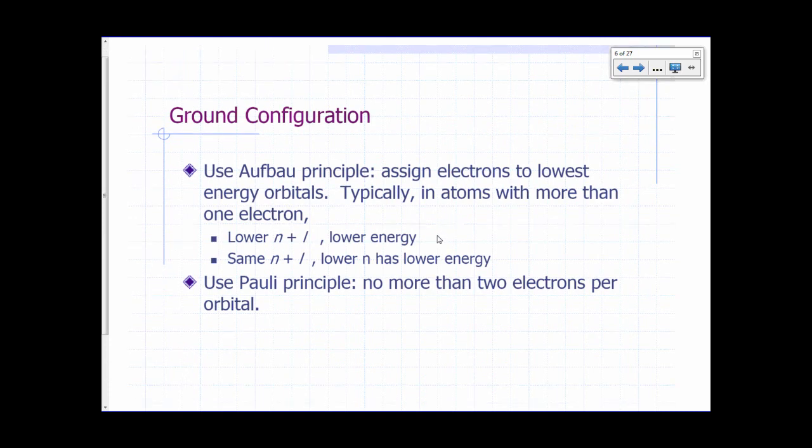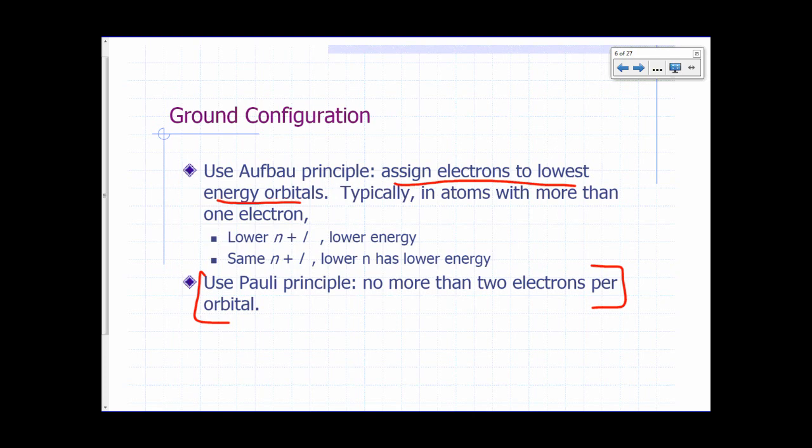How do we come up with the ground configuration for an atom? What we do is we assign electrons to the lowest energy orbitals. Okay? But we just can't pack them all into the 1s orbital because there is a restriction. Okay, Pauli's principle says you cannot assign more than 2 electrons per orbital.